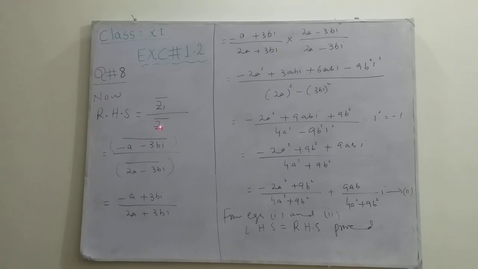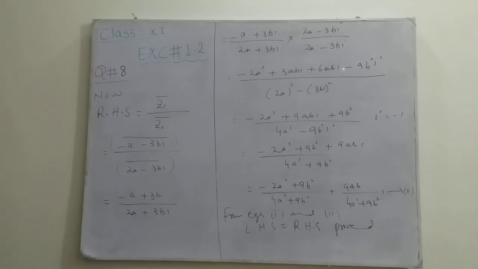Now the right hand side is equal to z1 conjugate divided by z2 conjugate. Putting the value of z1, we have (-a - 3bi) whole conjugate, whole divided by z2 conjugate, (2a - 3bi) conjugate. Now we will take the conjugate of numerator and denominator, getting (-a + 3bi) divided by (2a + 3bi). Now we will multiply and divide by the conjugate of 2a + 3bi, which is equal to 2a - 3bi.